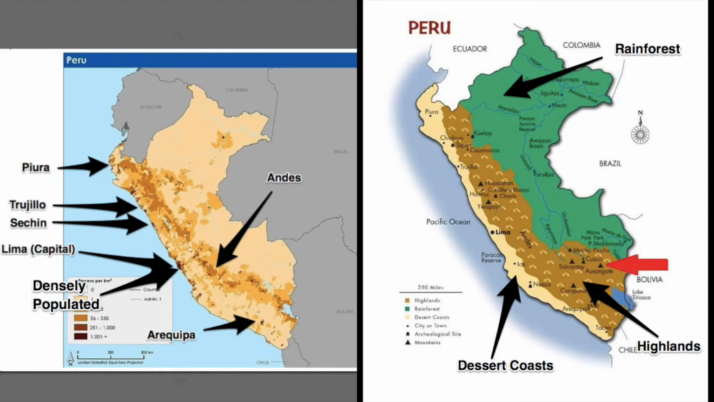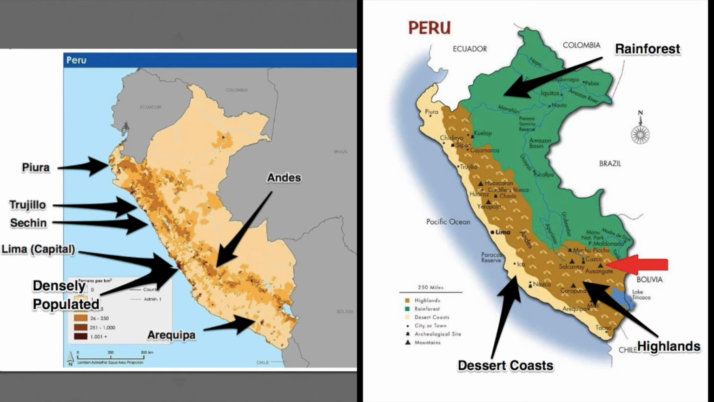Peru has rainforests, highlands, and desert coasts. The rainforest area has a sparse population. There are many people living in the highlands, and the distribution is quite even. Lima, the capital of Peru, is a very populated place which lies on the desert coast. It has a population of approximately 8 million.